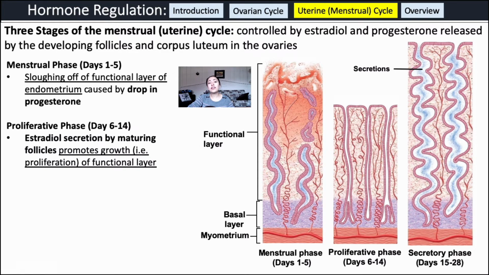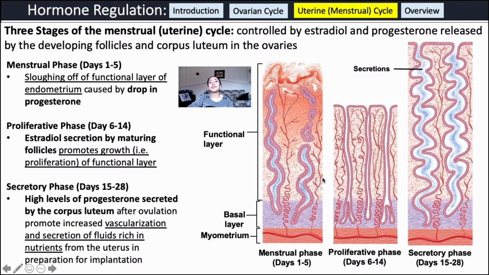And the last phase of the uterine cycle is known as the secretory phase. This is occurring between days 15 to 28. So remember, this is triggered by high levels of progesterone being secreted by the corpus luteum after ovulation. This increases the amount of vascularization and triggers a release of more secretions from the uterine cells. This is all in preparation for implantation to occur.